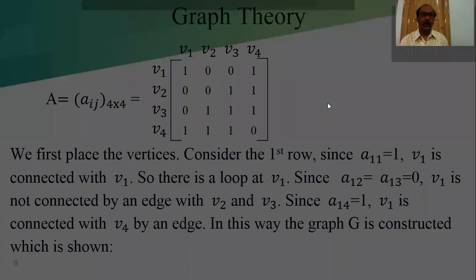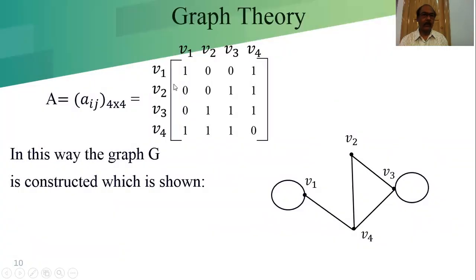Now we construct the graph G. See, this is our adjacency matrix. This is the graph. V1 is a vertex, and there is a self loop at V3. That's why at V3 there is a self loop. Now V1 is connected to V4. V2 and V3 are connected. V2 is also connected to V4.